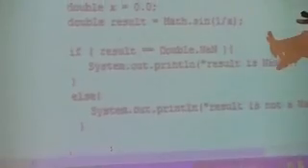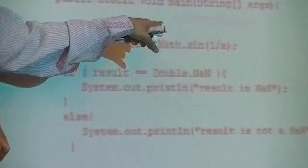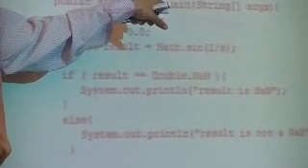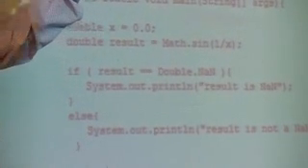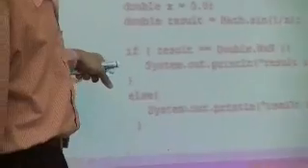So basically you want to check if x is taking a value of 0, then 1 over 0 is what? Infinity. So when you try to find the sine of infinity, you should basically get not a number. But if you do this test, what will you get? If you check the result, you may think the result is not a number, and if you validate NaN equal to Double.NaN, you may think it will be true.